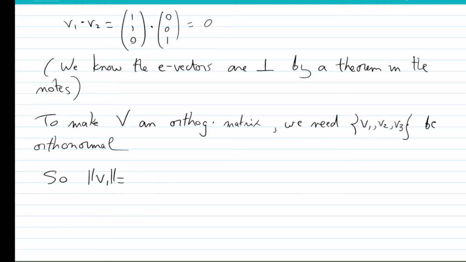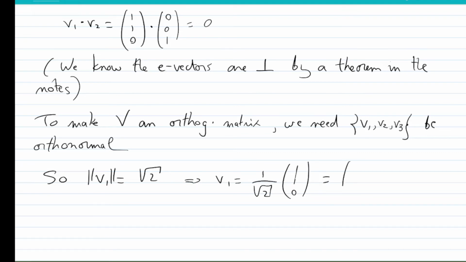The norm of V1 is the square root of 1 squared plus 1 squared. So we take the new V1 equal to 1 over square root 2 times 1, 1, 0. That is the vector 1 over square root 2, 1 over square root 2, 0.